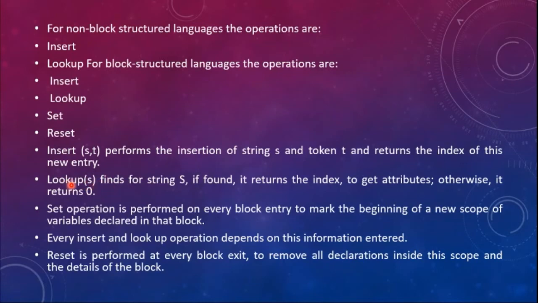In case that particular attribute or variable can be identified, then it returns that particular value. In case it is not identified, then it returns 0. Next, the set operation. This set operation is performed on every block, each and every block.